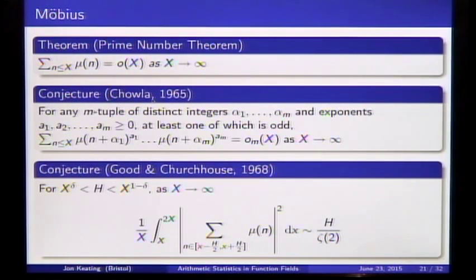So Good and Churchhouse continued to work for the continuation of Bletchley Park in the UK. It's called GCHQ. Churchhouse was another employee of GCHQ. This paper came out of GCHQ. Goodness knows why, but it's one of the few things that did emerge from this era of work in GCHQ. It's this conjecture, which is that if you sum the Mobius function over short intervals, intervals of length h, then their variance grows with h and has a constant term, which is 1 on zeta of 2.